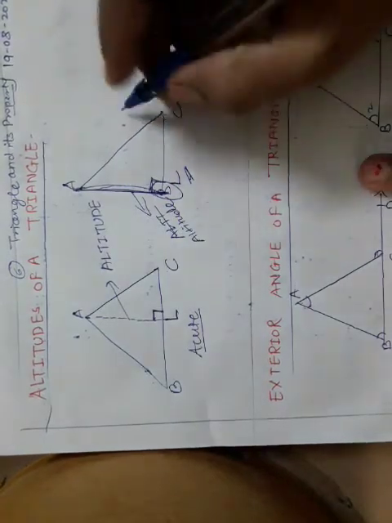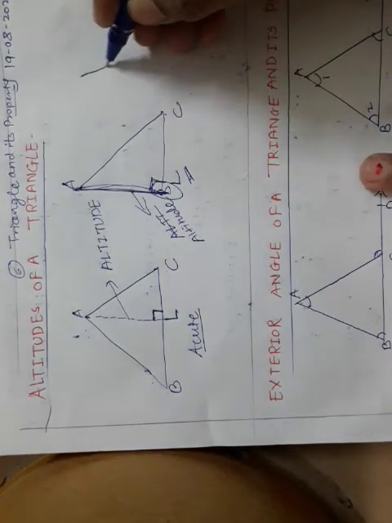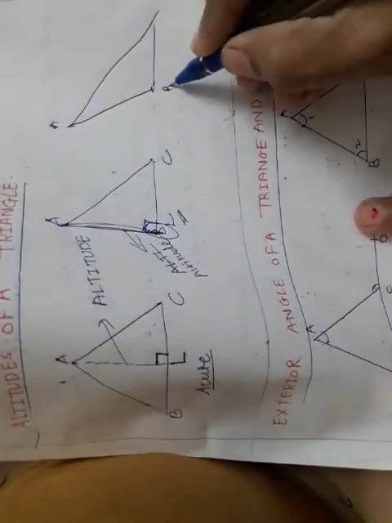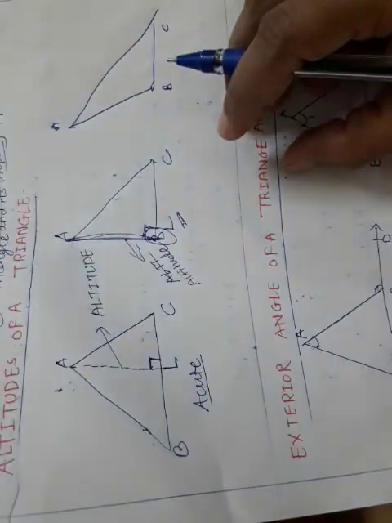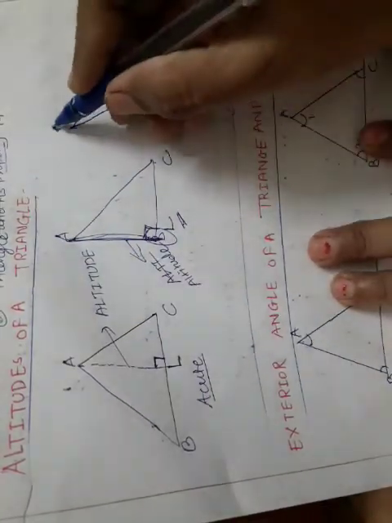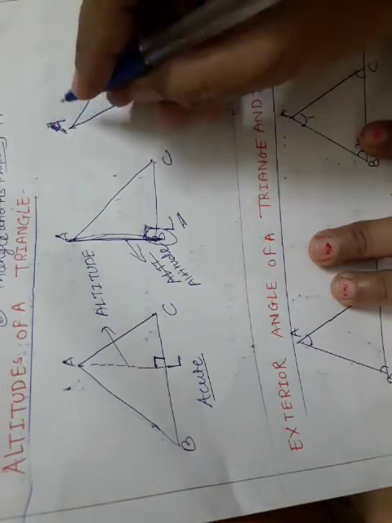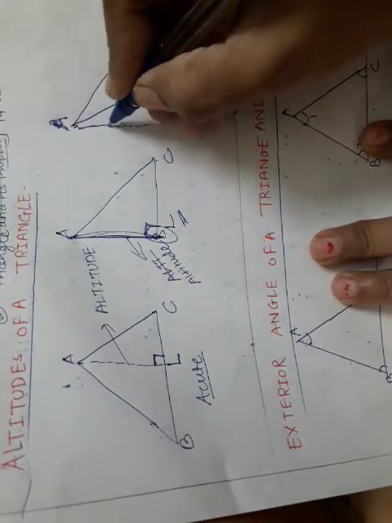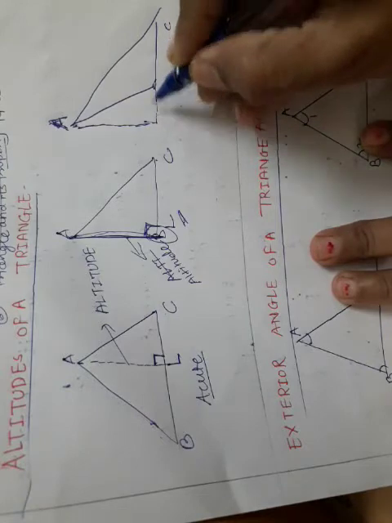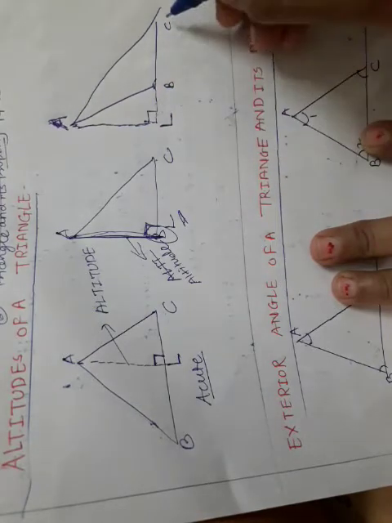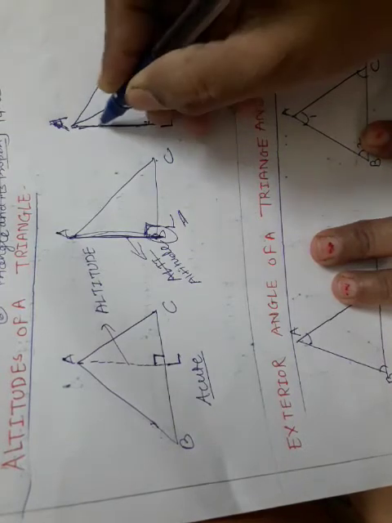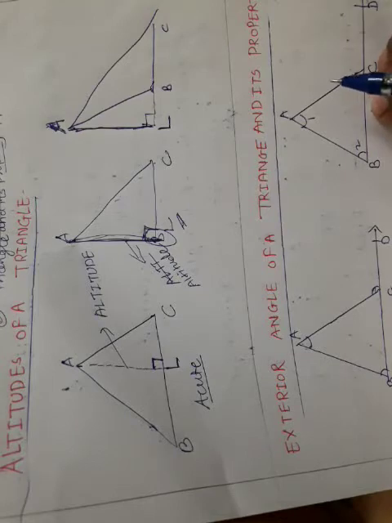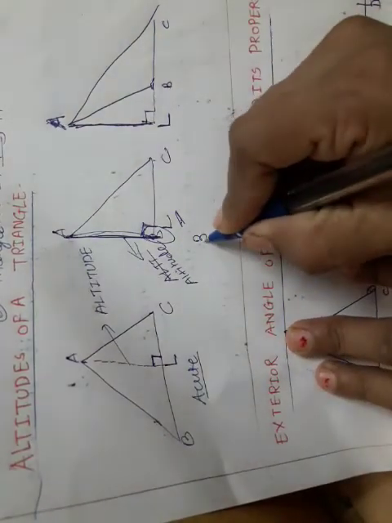Now I will draw the obtuse angle triangle. So this is triangle ABC. This is an obtuse angle triangle. We will draw the perpendicular segment from the point A. Okay, this is the perpendicular segment, and I will give the point here L. So AL is the altitude of the triangle. Every triangle has three altitudes.